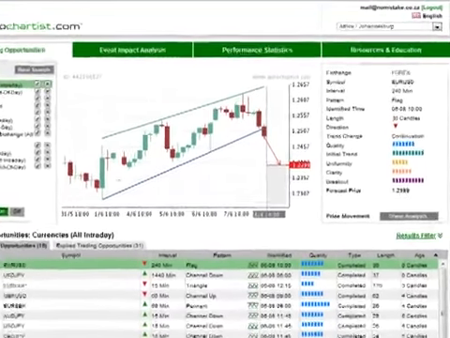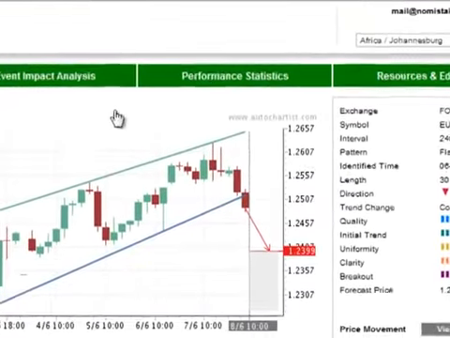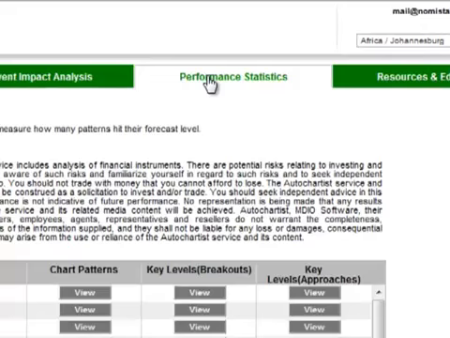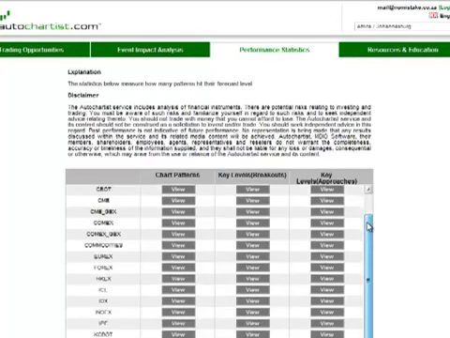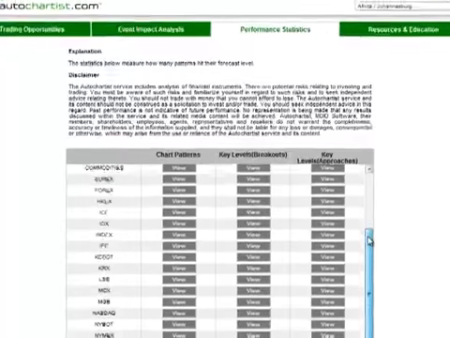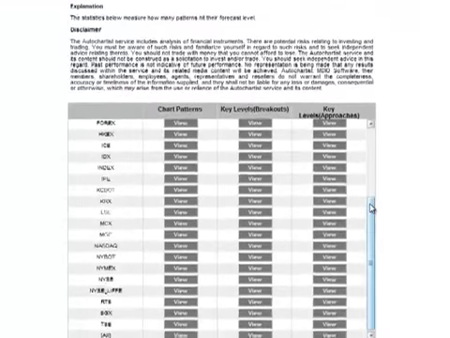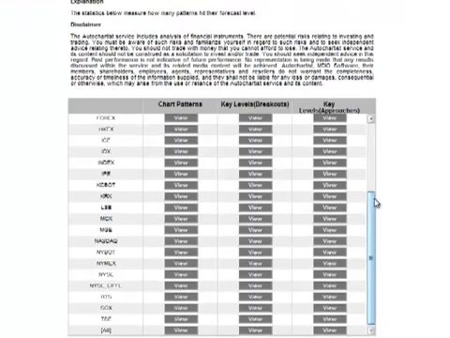In your Autochartist application, click on the Performance Statistics tab. You'll notice that there are 3 columns of stats broken down by exchange or instrument type, for example Forex or New York Stock Exchange or commodities. So you can click on any of the buttons to draw a report that is specific to that exchange or type of instrument, and for that particular analysis type.